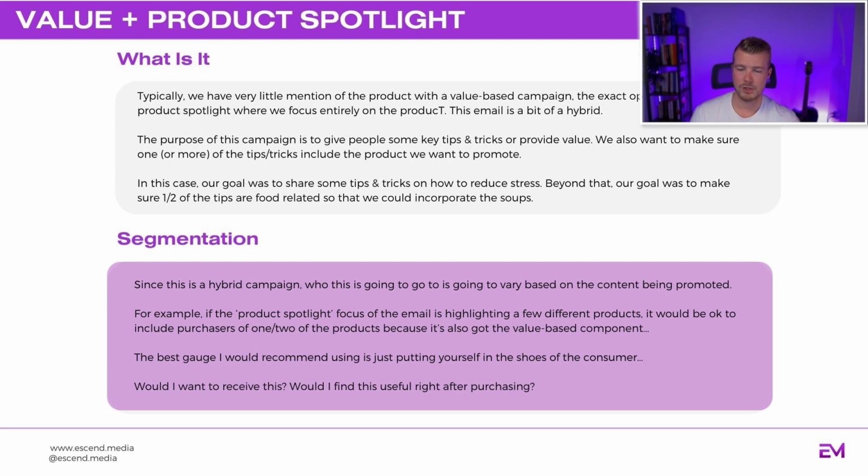So the segmentation here is really important. Since this is a hybrid campaign, who this is going to really varies based on the type of content that you're sending. For example, if the product spotlight focus of the email is highlighting a few different products, it'd be okay to include purchasers even if people have purchased that product before, because there's the value-based component and it's talking about a couple of different products.